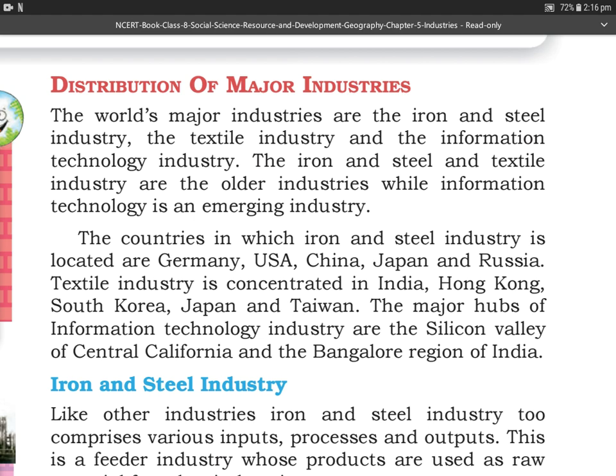The iron and steel and textile industries are the older industries, while information technology, we can shorten it and say IT industries, are emerging industries. Right? Why are they called older industries? Because from around 200-300 years ago, when industrialization was established in England in the 18th century, from that time iron and steel industries have been working. Even cotton textile industries were established after industrialization, and they started inventing various machinery. But IT industries is a 20th century industry.